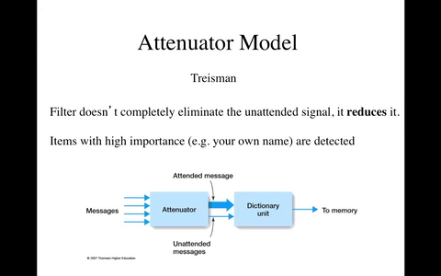Now, of course, this doesn't literally mean that the volume is turned down, but you can think of it in terms of the signal that your brain is sending further on for processing. The unattended message gets this reduced signal in the attenuator model, whereas the attended message has a much stronger signal. And they both go to the dictionary unit, but only those things that are of high importance are going to end up being noticed to the point that they make their way to memory.